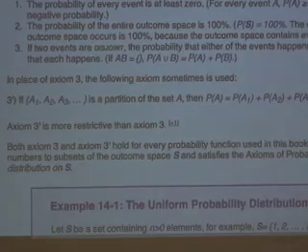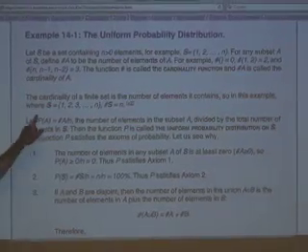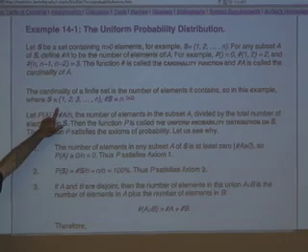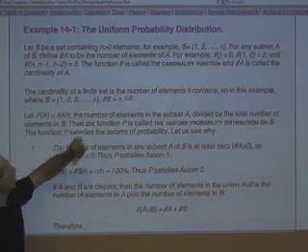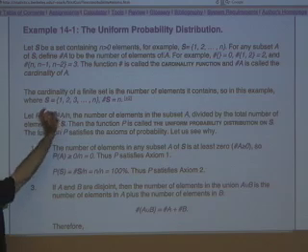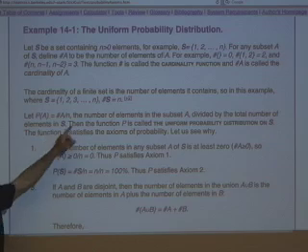Perhaps the simplest example of a probability distribution is the uniform probability distribution. What it does is it basically says if I have an outcome space S, let's say that S is the numbers 1, 2, 3 on up to n, then the probability of any subset of S is equal to the number of elements that are in that subset.